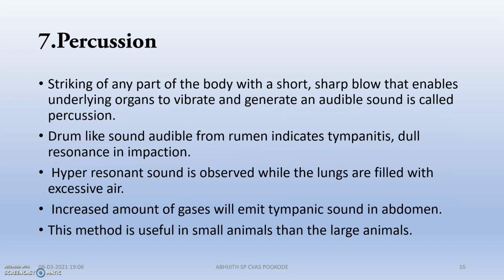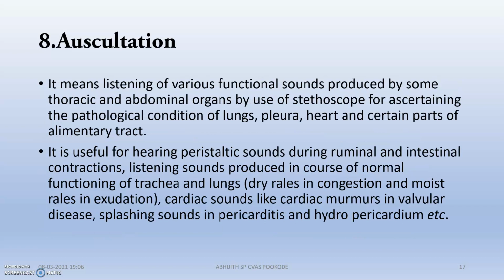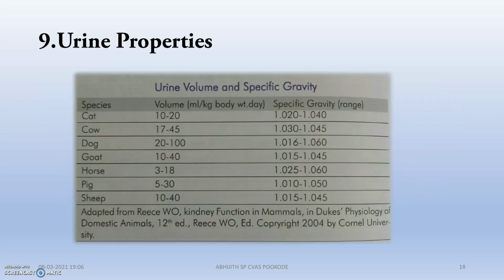Next is actually the percussion, which is very important in case of tympanic membrane and the blood. Auscultation, you can use the stethoscope, and you can check for the pathological condition of lungs, pleura and all. So you can actually hear the respiratory failure sounds and all, or the third murmur.